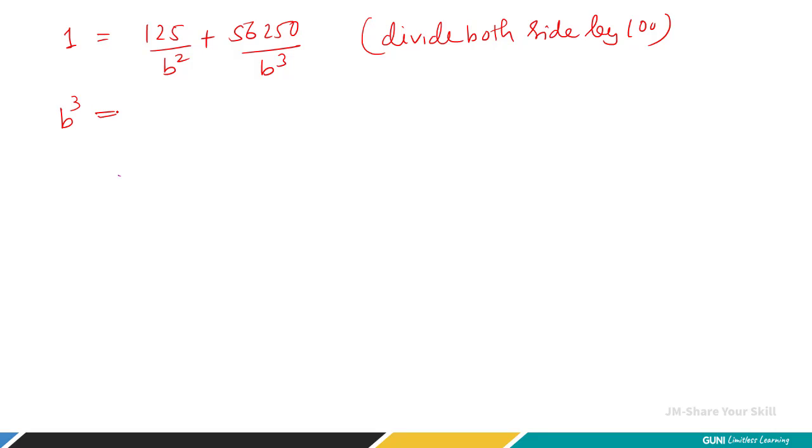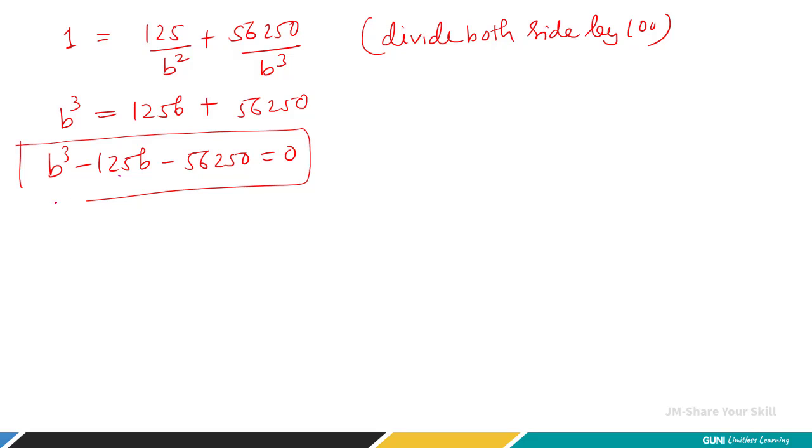So b cube, 125b plus 56250. Okay. Now let's simplify this equation. 125b minus 56250. Okay. Now here we have to find out the value of b from this equation.